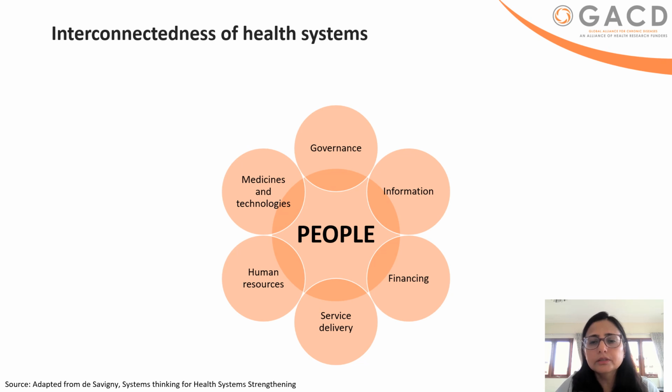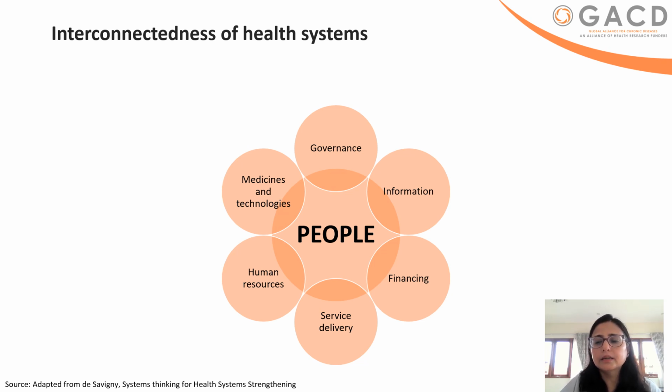On the outer circles, there are 6 circles which are the building blocks of health systems, and this was defined by the World Health Organization. These include governance, information, financing, service delivery, human resources, and medicines and technology. And in this image, as you can see, what they have tried to highlight is that the people representing each of these different building blocks must interact constantly in order to deliver a service for the people. And it is these interactions that actually shape any health system's functioning.